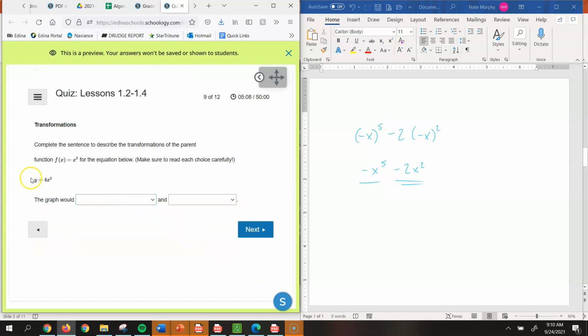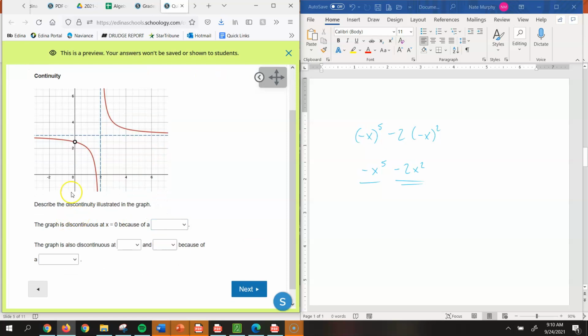All right, so here we have to determine what's going on. Since we have just a plain old 4 happening outside the x squared, that's not going to be flipped over the x-axis. There's no reflections there. But the fact that the 4 is happening outside the parent function means that it's affecting the graph vertically. And when it's affecting the graph vertically, we don't have to do anything with it, so we would just say it's stretched vertically by 4.